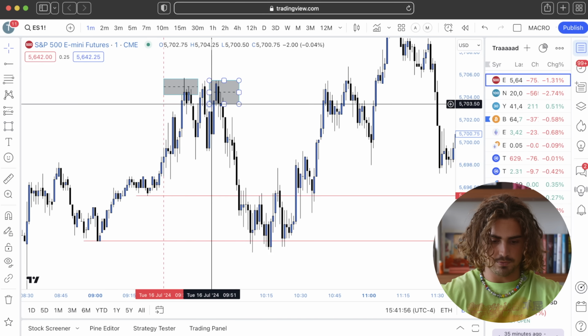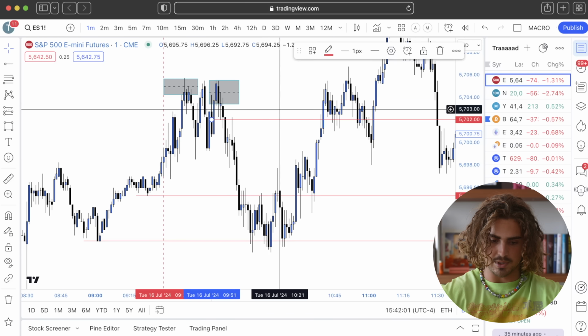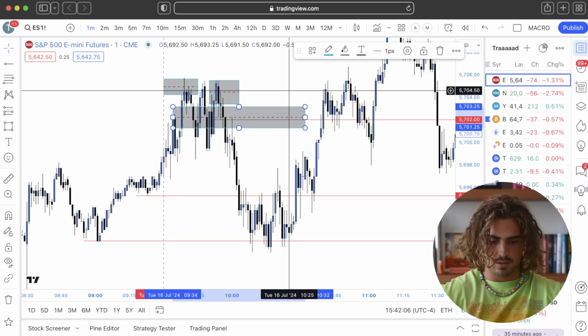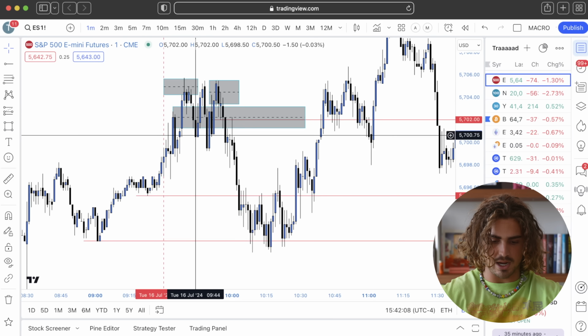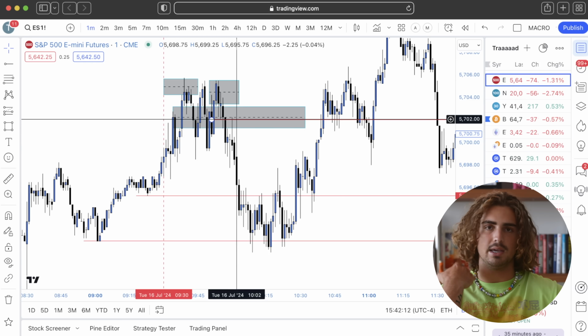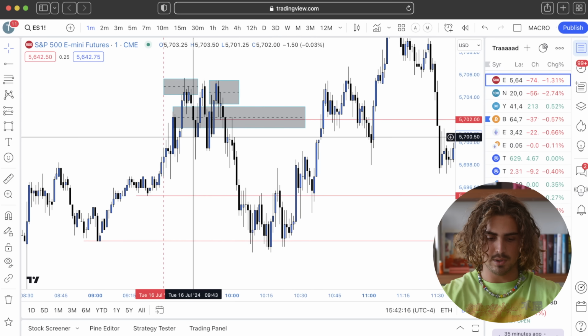SMT divergence from there. Okay, what did we get? Break of structure to the downside. I mean, this is literally a rinse and repeat of the trade recap that I did yesterday. Boom. A bullish imbalance that gets invalidated right here. That in turn turns into, whatever you guys want to call this, an inverse fair value gap that gets flipped. Okay, so boom, inverse fair value gap.